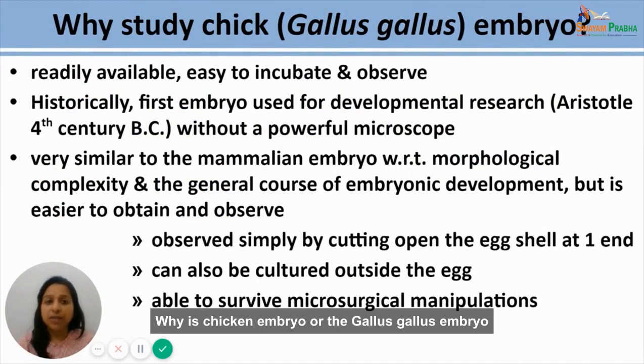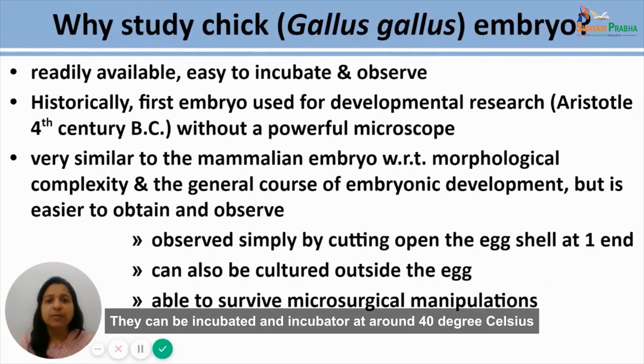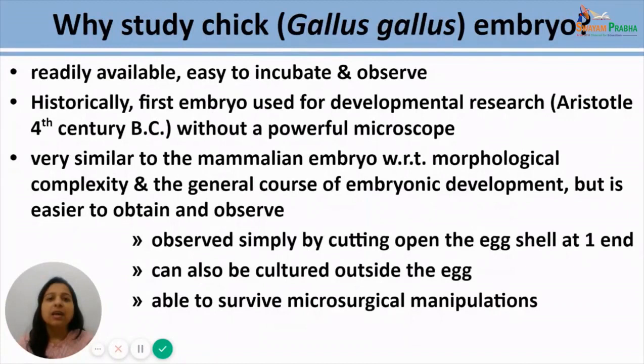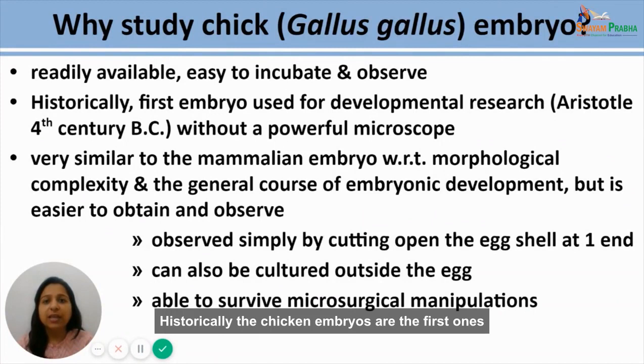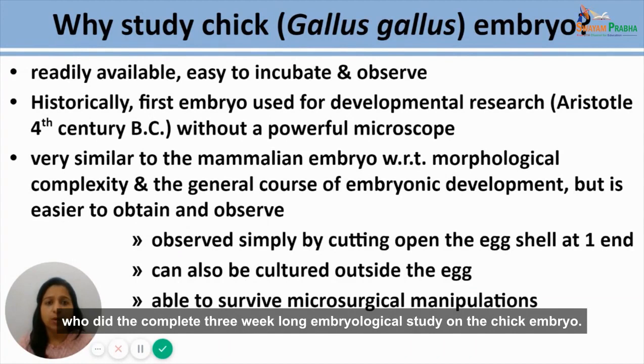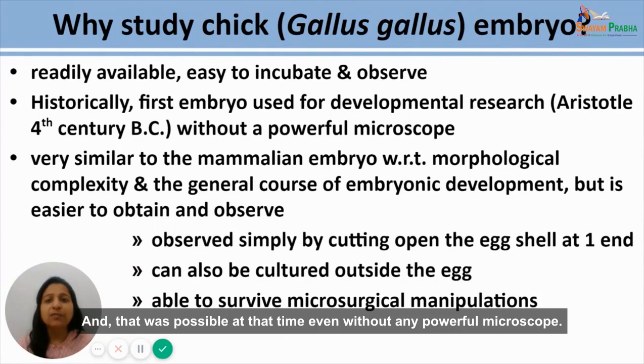Why is the chicken embryo or the Gallus embryo preferably used as a model organism to study embryology? Now, the chicken eggs are first of all readily available. They are available all around the year and the eggs are quite easy to incubate. They can be incubated in an incubator at around 40 degrees Celsius during the embryological studies in the laboratories, and thus they are quite easy to observe as well. Historically, the chicken embryos are the first ones which were used for developmental research. Aristotle in the 4th century BC was the first one who did the complete 3 week long embryological study on the chick embryo, and that was possible at that time even without any powerful microscope.